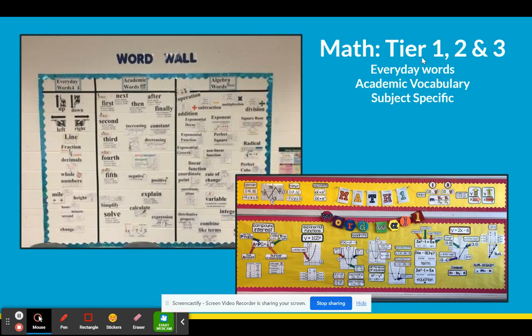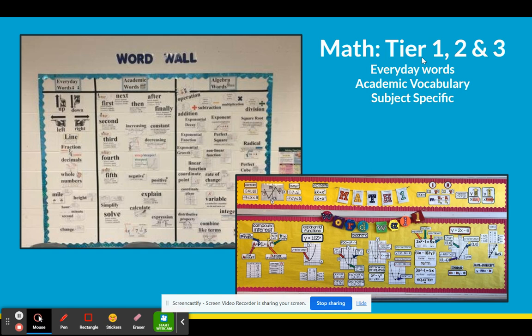So here on the next slide again are some subject-specific word walls, this time specific to math. Again, a board can include all our tiered words, but if you want to, you can sort your words on a word wall. The first example on the top left is an example of how a teacher has sorted her math words by the different tiered words. She has an everyday word section, an academic word section, and then a subject-specific word section. And on this board, they're specifically looking at algebra.